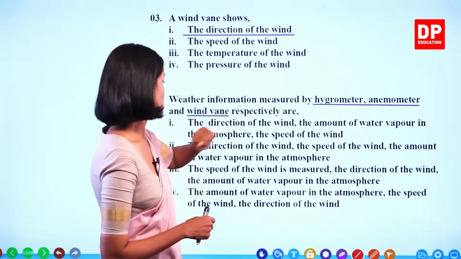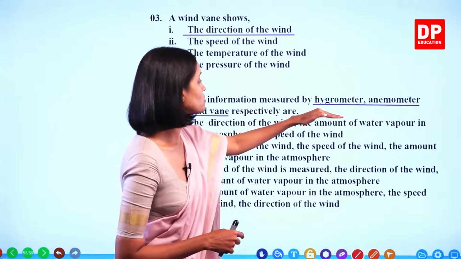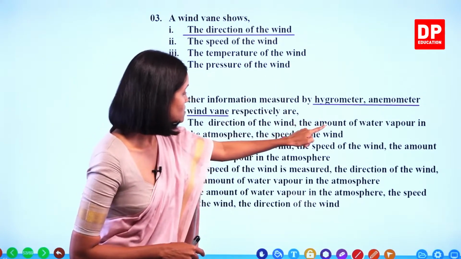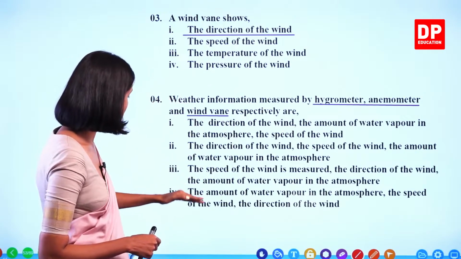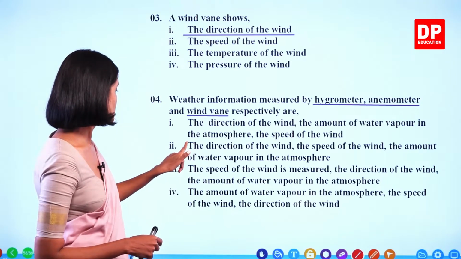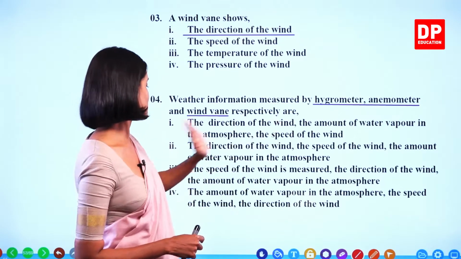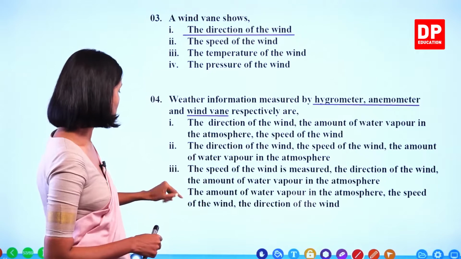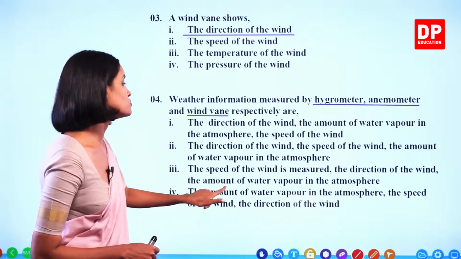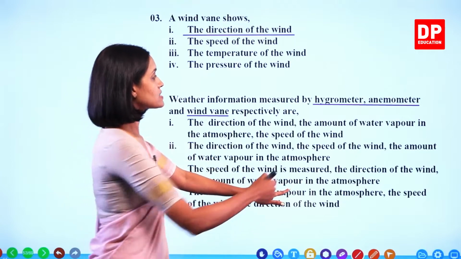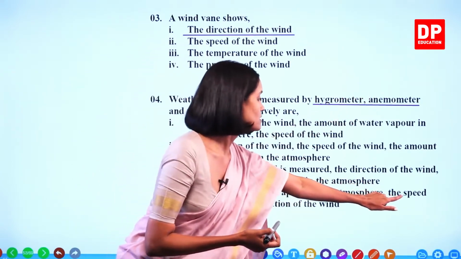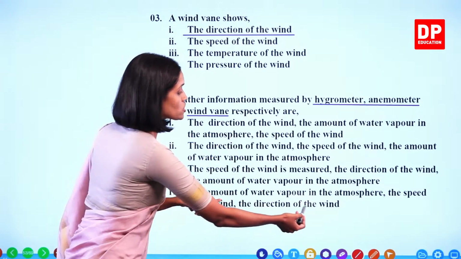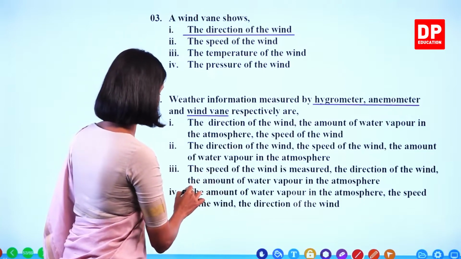As the third choice. The direction of the wind, the amount of water vapor in the atmosphere, the speed of the wind. No. The amount of water vapor should come first. Number 2 gives the direction of the wind first. The third one gives the speed of the wind first. Fourth one, now here we have the amount of water vapor in the atmosphere, second should be the speed of the wind, and the last should be the wind vane, the direction of the wind, right? This is the answer.